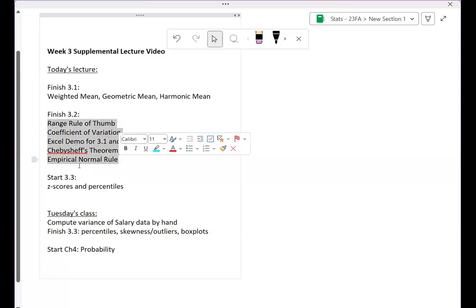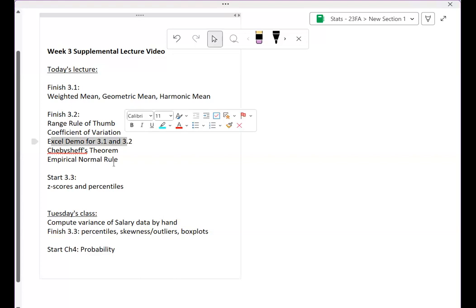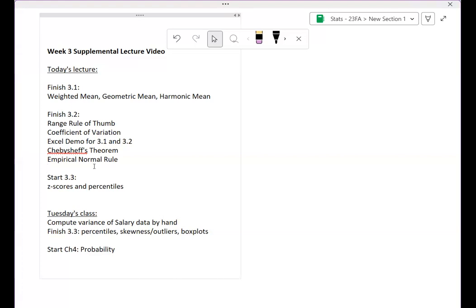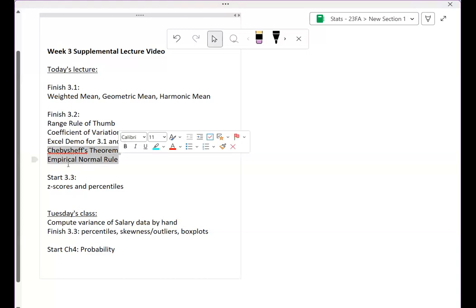We're going to finish up a couple of minor things in 3.2. So range, rule of thumb, and coefficient of variation will go pretty quickly. We'll go through an Excel demonstration for 3.1 and 3.2. We saw a little bit of 3.1 in class already, but we'll review that and do 3.2. And we'll talk about Chebyshev's theorem and the empirical normal rule to finish out 3.2. And then we get started on 3.3.